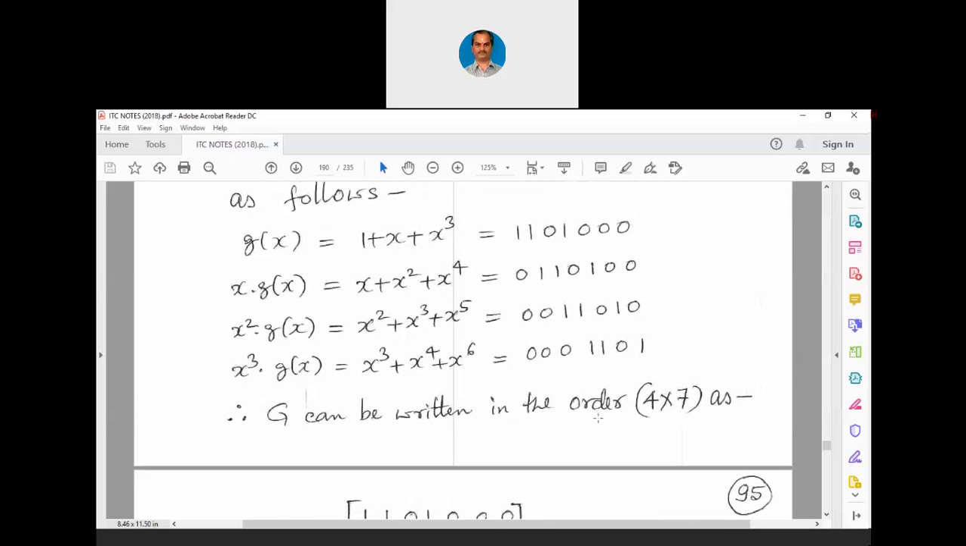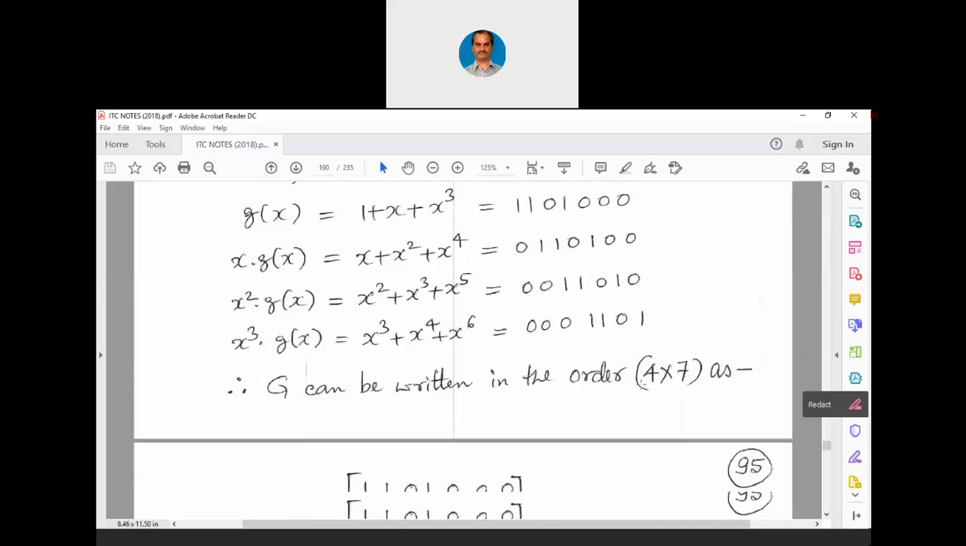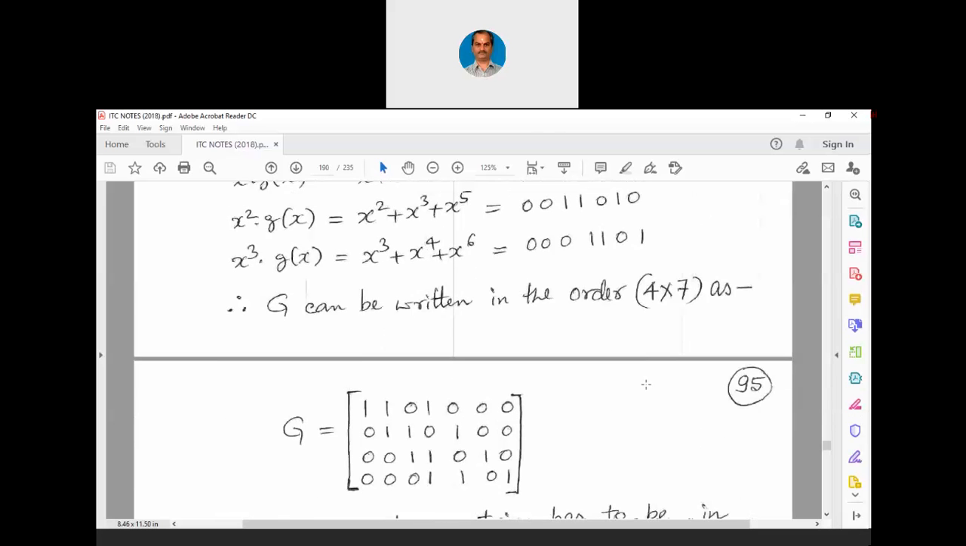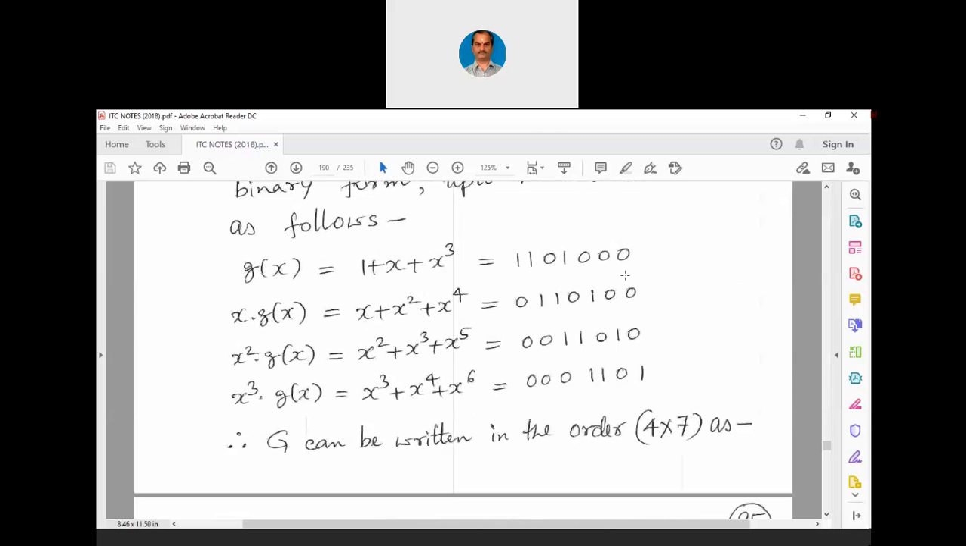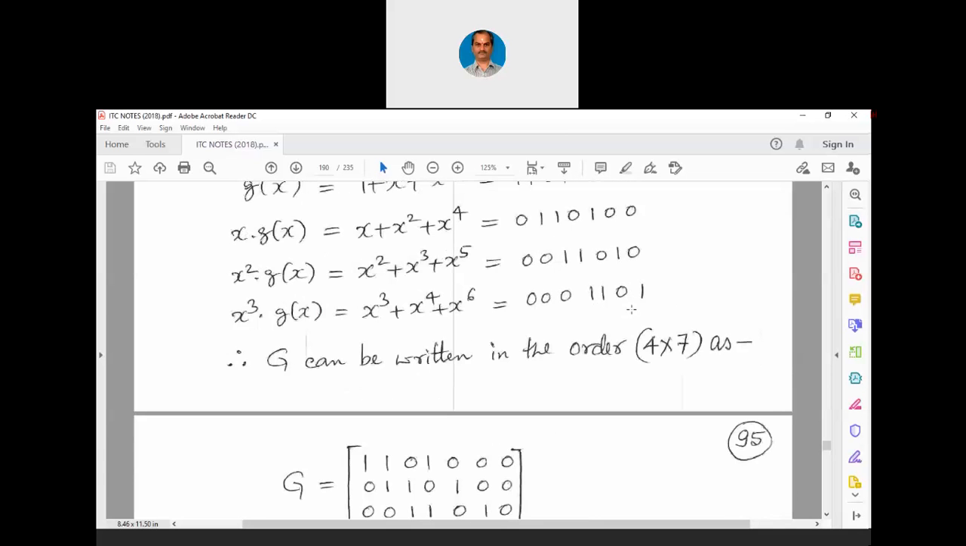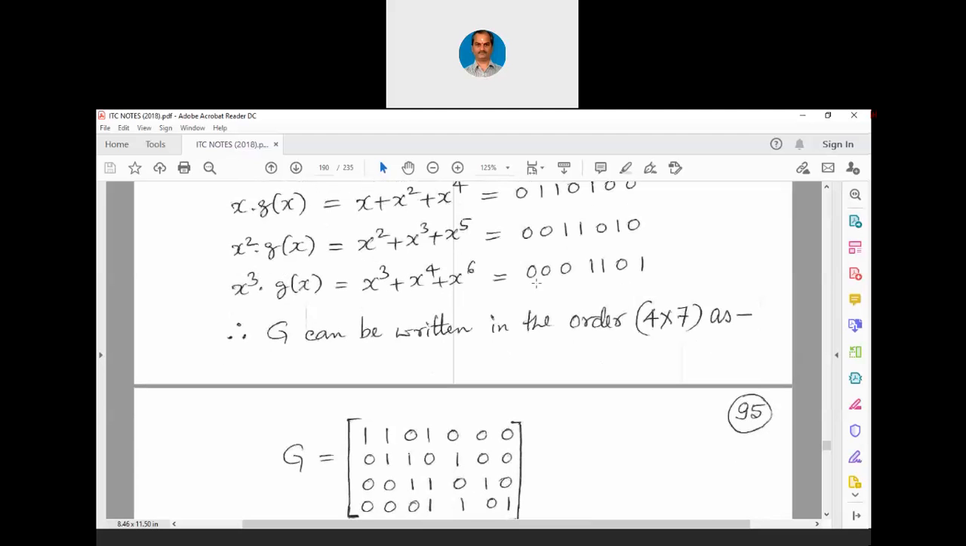Now we have these 4 products. Each one is 7 bits. We can directly write the generator matrix. G is now, you can see here, 1, 1, 0, 1, 0, 0, 0. The first row is written. Then x into g of x product is written. Then x squared into g of x is written. Then x cubed into g of x is written. Now this becomes the generator matrix of the order 4 cross 7.